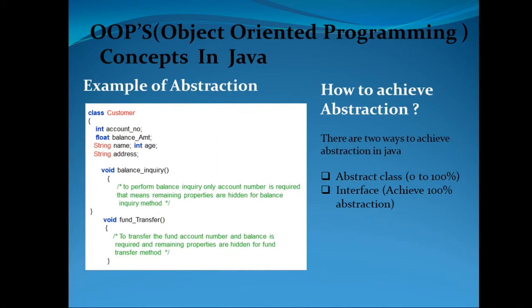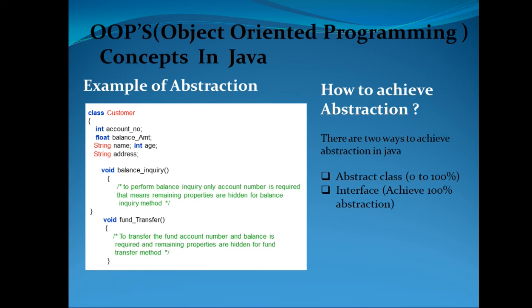This is the example of abstraction. Here we have a class Customer. Here we have the data members and member functions of the Customer class, and we have void balanceInquiry and void fundTransfer.